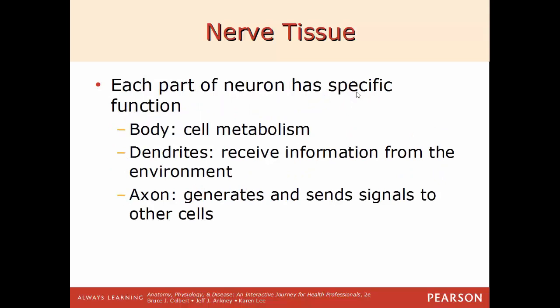The main cell body is where you have cell metabolism, also where you'll find the neuron's nucleus. You have dendrites. These are the branches that will receive information from the environment. So information will go from the dendrites into the cell body to be processed. Once it's processed, information gets sent out of the cell body through a process called an axon. Information is how nerves talk to one another and talk to other tissues, and it is carried along axons.